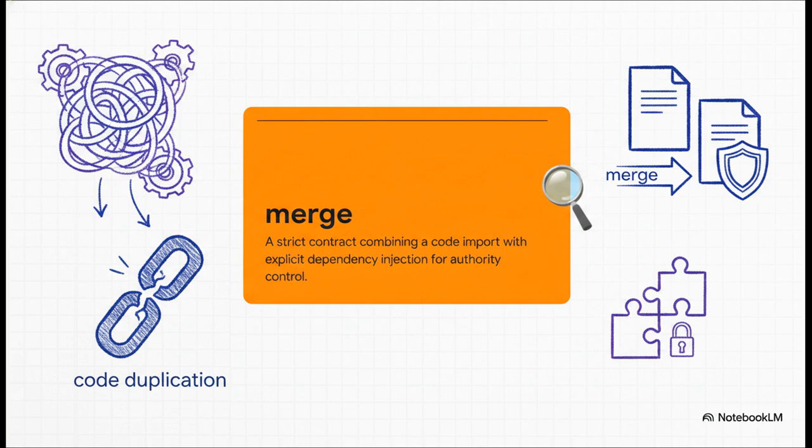Now, it's absolutely crucial to understand that this is not a standard import statement like you'd find in Python or JavaScript. No way. Merge is a strict contract. It acts as a dual-purpose tool that brings in external code while also allowing for explicit dependency injection and surgical authority control over what that imported code is actually allowed to do.